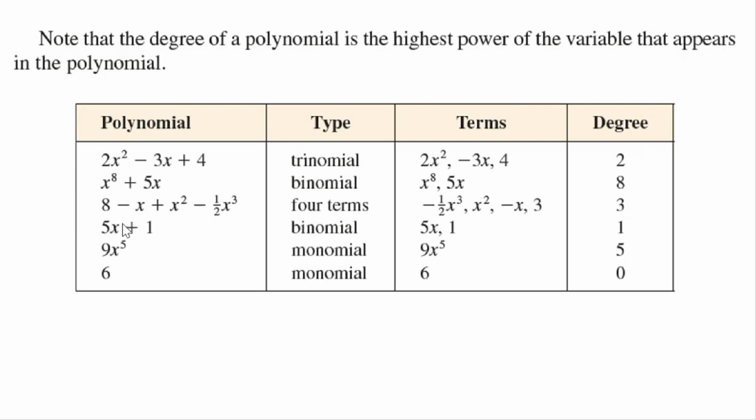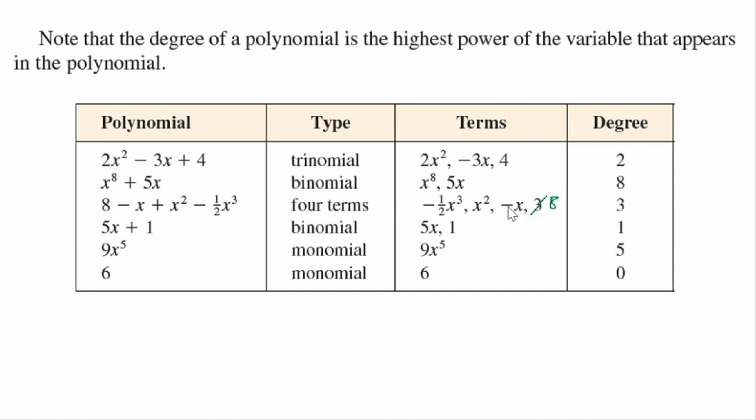And the third example, we have 8 minus x plus x squared minus 1 half x cubed. So there are 4 terms. The terms here are, if I rearrange this from the highest power to the constant, negative 1 half of x cubed, x squared, negative x, and 8. Correction: this is not 3, but this is 8. Okay, and then what is the degree of the polynomial? As you can see, in the given polynomial, the highest exponent is 3, therefore the degree is 3 or the third degree.